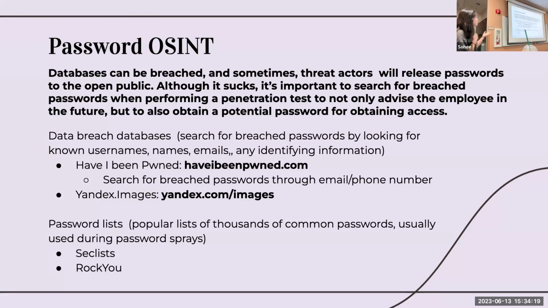So with data breach databases, you can search for breach passwords by looking for known usernames, names, emails, or any identifying information. So, Have I Been Pwned? You can go to this website. I actually just tried it today again, but you can search for passwords that correlate with your email or phone number. And I have accounts, like Google accounts from when I was 10 years old, and I'll just log into stuff, right?